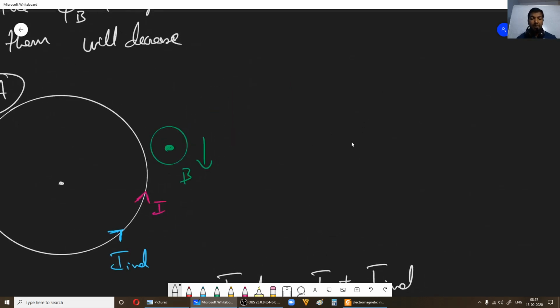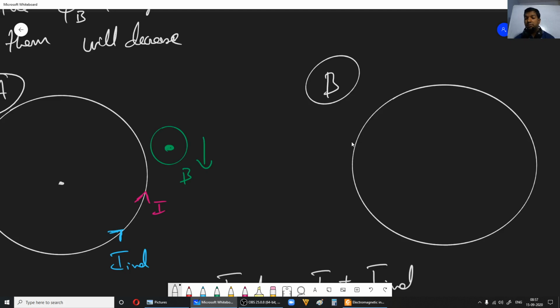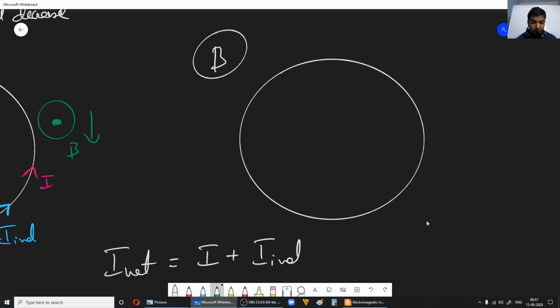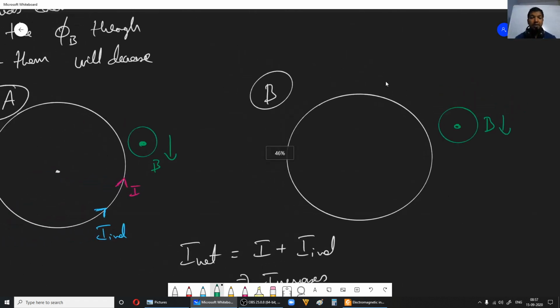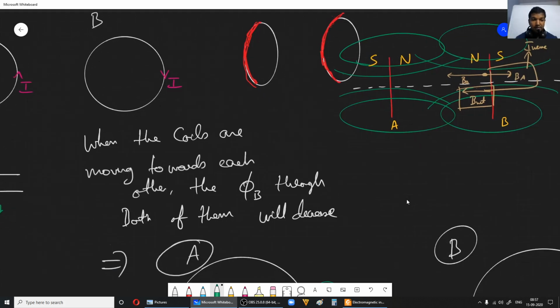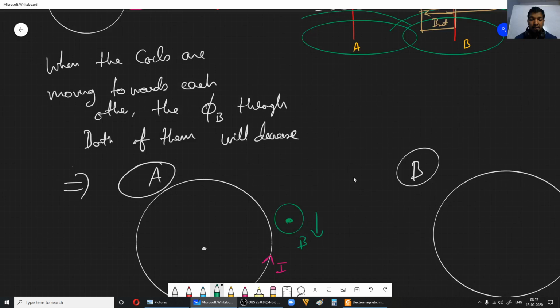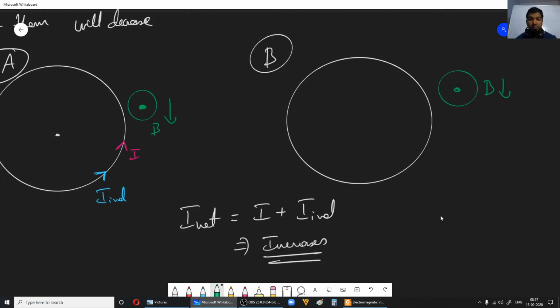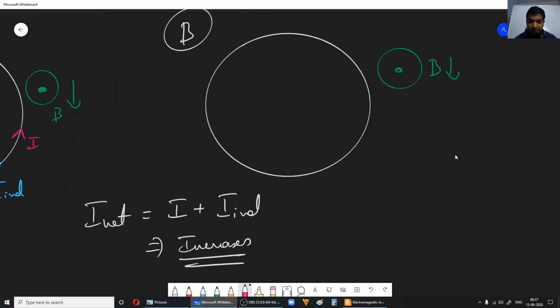Now let us focus on coil B. This is coil B. The magnetic flux through this coil is also decreasing. But the current in coil B is in clockwise sense. Yeah, there is one small mistake here. Current in coil B is in clockwise sense.